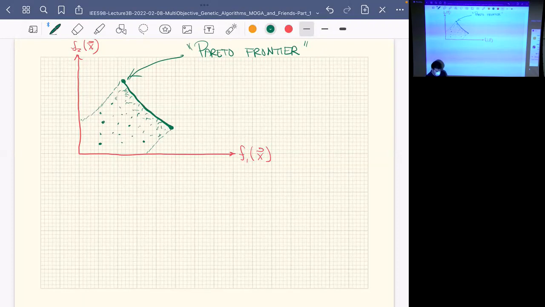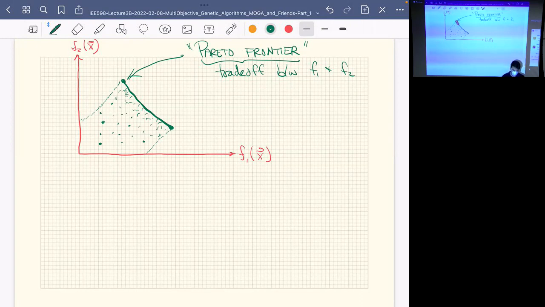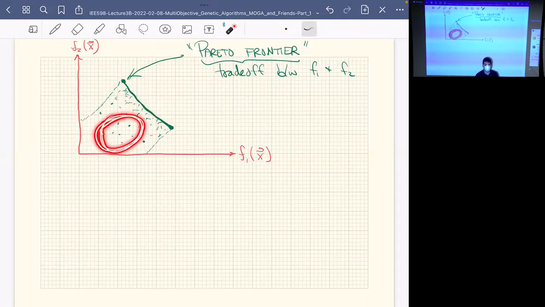And so this characterizes the trade-off between F1 and F2. In other words, the points that I plugged in to get this line here are the Pareto Efficient Set. If you plug the Pareto Efficient Set into the optimization objectives and then plot the optimization objectives, you get the Pareto Optimal Frontier, or the Pareto Frontier. But all of these points here, these are Pareto inefficient. I guess I could draw that if it's helpful.